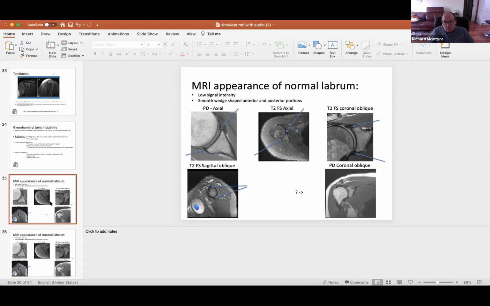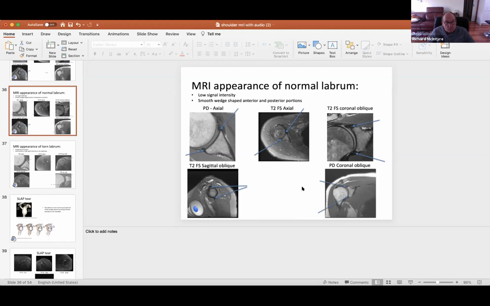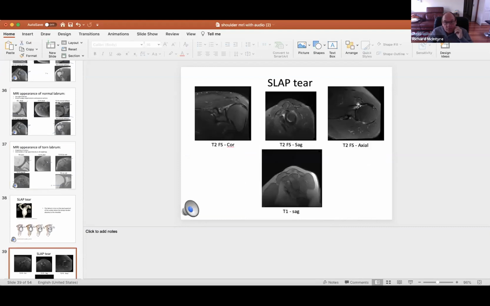What's the difference? And now we have signal in that labrum. So now we have signal in that labrum. That indicates that it's a torn labrum, or there's some sort of pathology going on in that labrum. And the SLAP tear shows it's superior labrum, anterior to posterior extension.